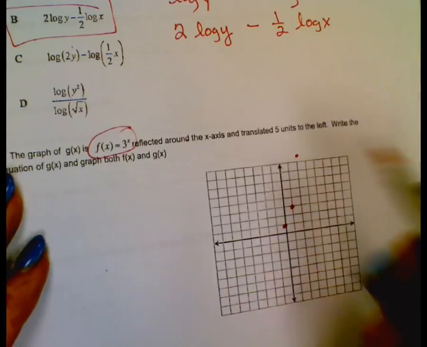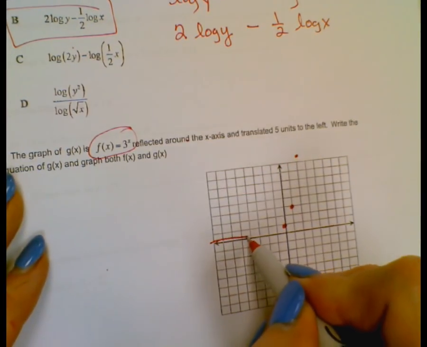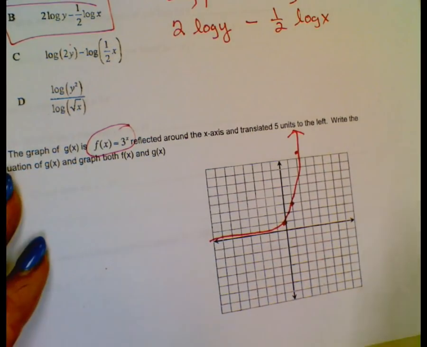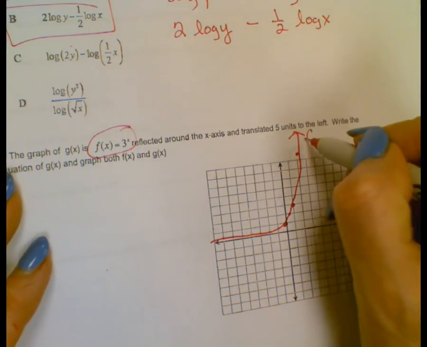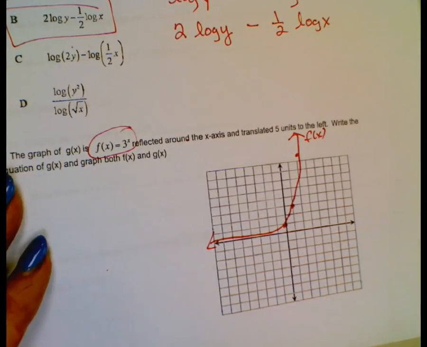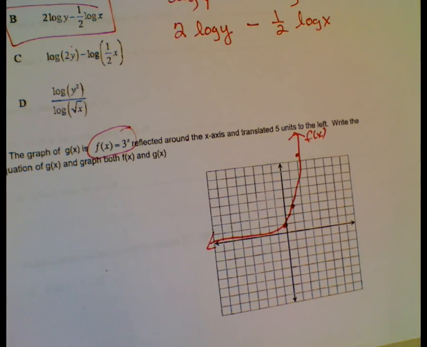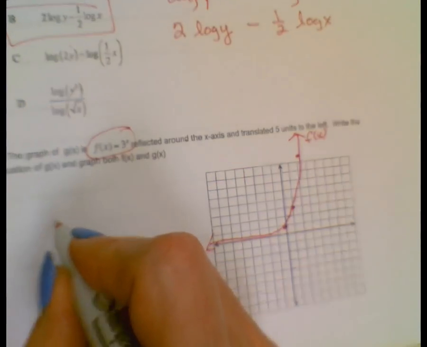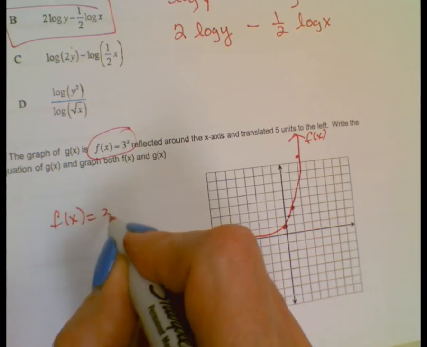Now the asymptote is the x-axis, so don't hit it. So it looks something like that. This is f of x, and let's label it f of x. Make sure you have arrows. Make sure you have 3 points. It could have been a little smoother, but not bad. Now, that's f of x. F of x is equal to this.